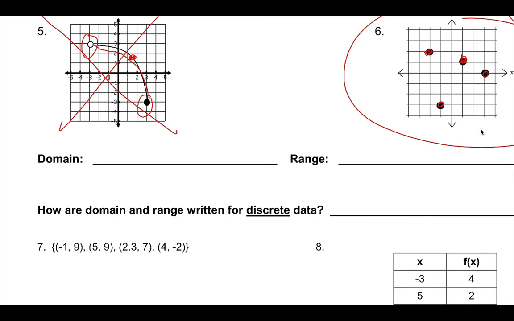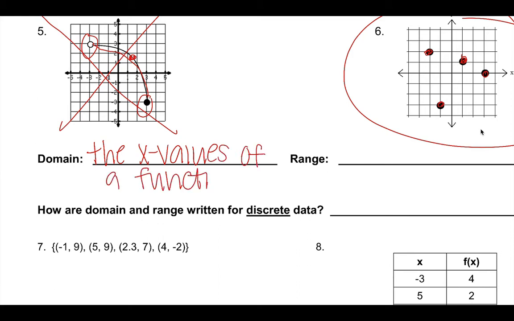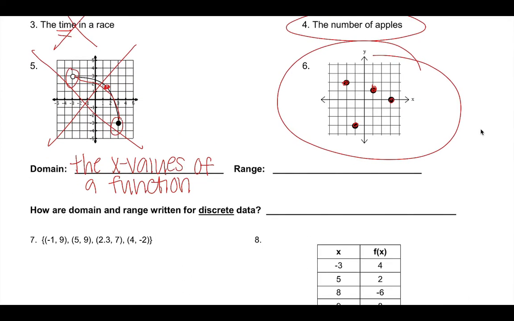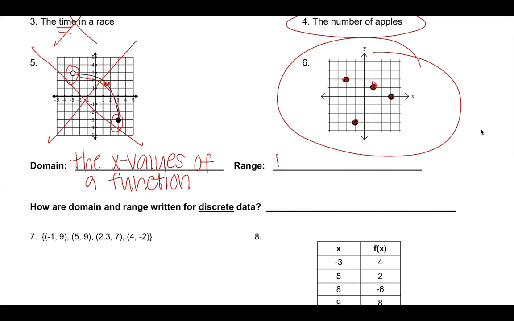Now we're going to move on to talking about domain and range. The domain are all of the x values of a function. While range, if domain's x, then range has to be all the y values of a function. So domain is x, range is y. Domain is x, range is y.